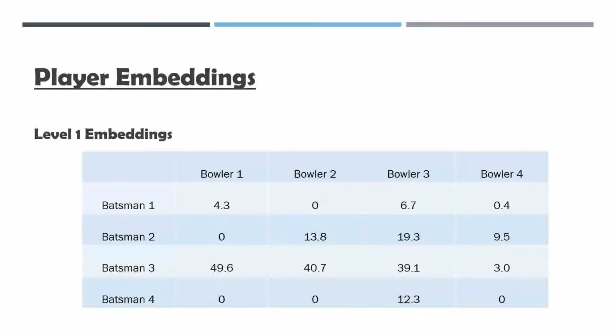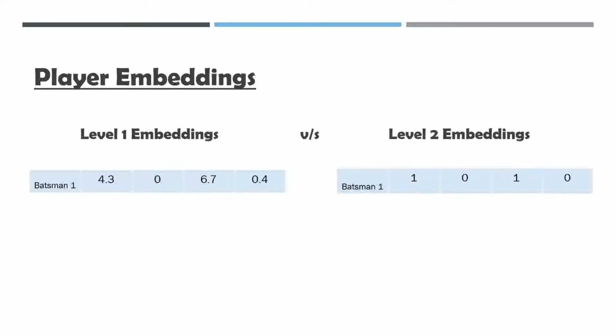So these are the example embeddings. Here we have taken four batsmen and four bowlers and listed them as follows. These are the level one embeddings. Using the level one embeddings and checking the deviation in the performance, we can derive the level two embeddings as follows. And these are the example level 1 and level 2 embeddings.